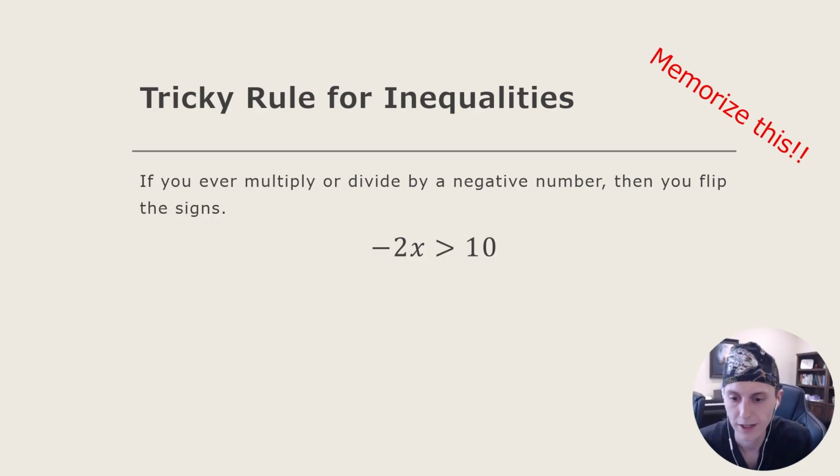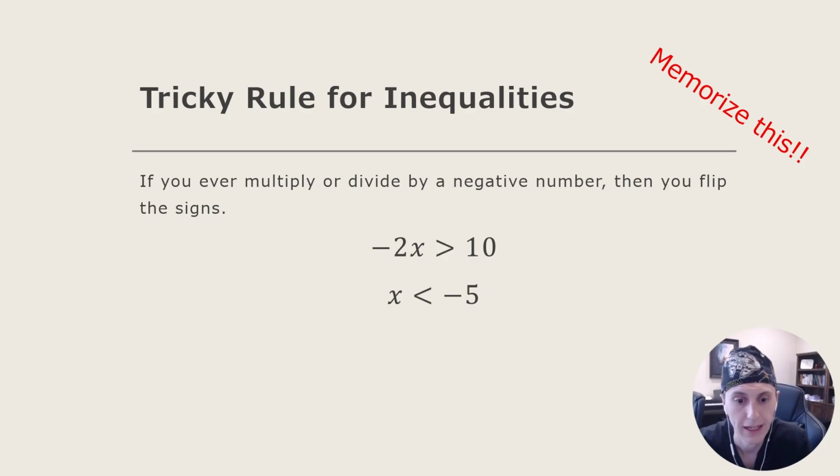-2x is greater than 10. The first step would be to divide each side by -2, right? And when we divide by a negative number, we flip it. So now it is x is less than -5. And again, you can check it with math to make sure that this is right. And so if we use x is -10, let's plug that in there. -2 times -10 is 20, and 20 is greater than 10.